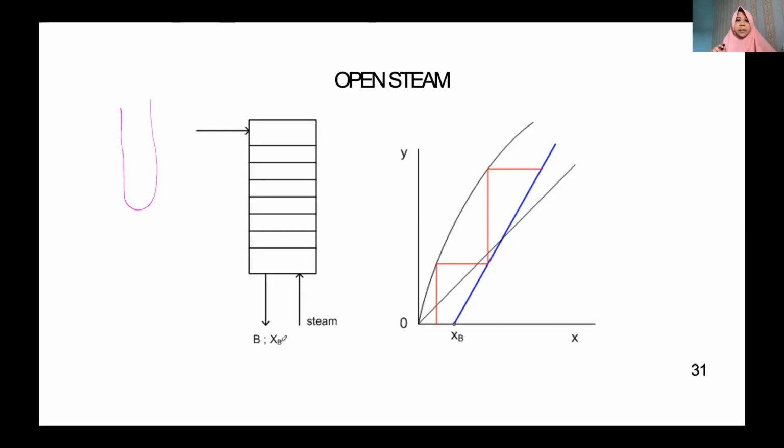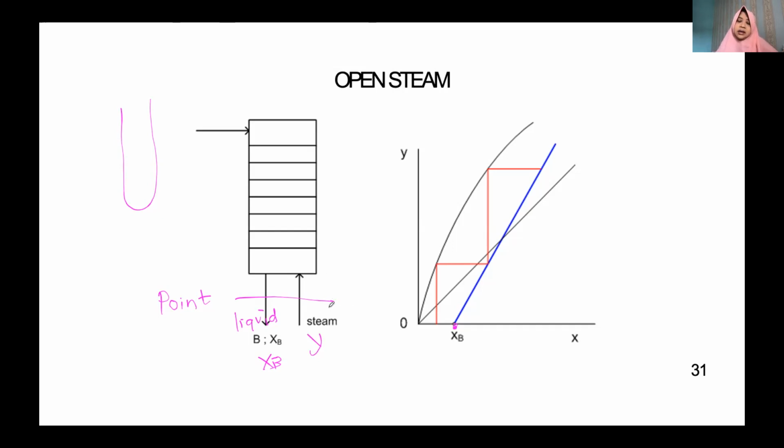So what happened in here? We need to find the point in here. What happened if we inject the steam? The liquid will have XB for the composition, so this is the composition of the liquid. Now, the composition of the steam. What is the vapor composition of the steam? The vapor fraction of the steam.